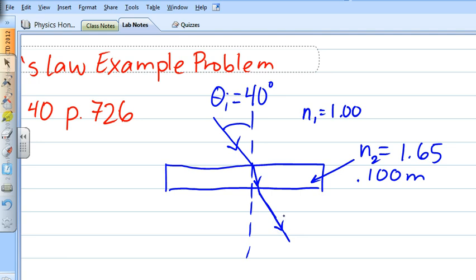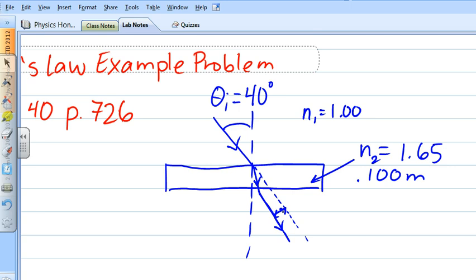Now what I was hoping to show is that the starting ray and ending ray are pretty much parallel. What we're trying to find in this problem is the perpendicular distance between the original ray and the refracted ray as it comes out.